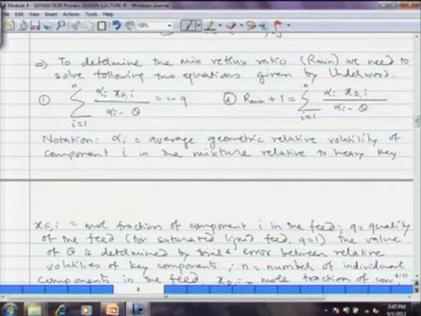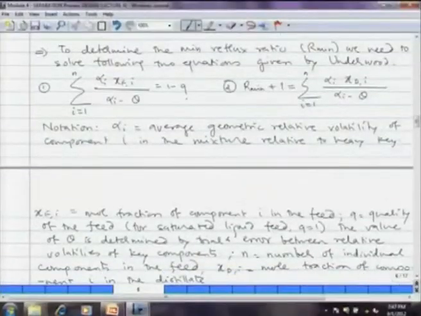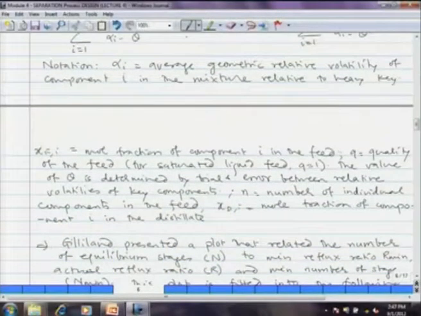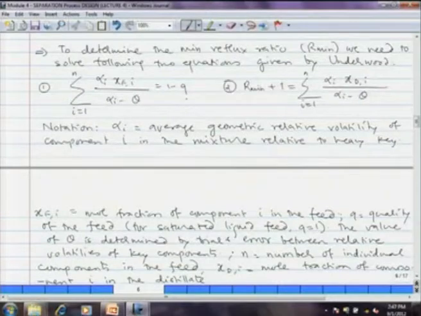This q is again the quality factor that we have seen earlier. q equal to 1 implies feed being at saturated liquid condition, q equal to 0 implies feed at saturated vapor condition. Theta is basically a mathematical parameter which has to be determined. Now, if you have a multi-component mixture and you write down this summation and simplify, you will get a polynomial, and roots of those polynomials are the values of theta.